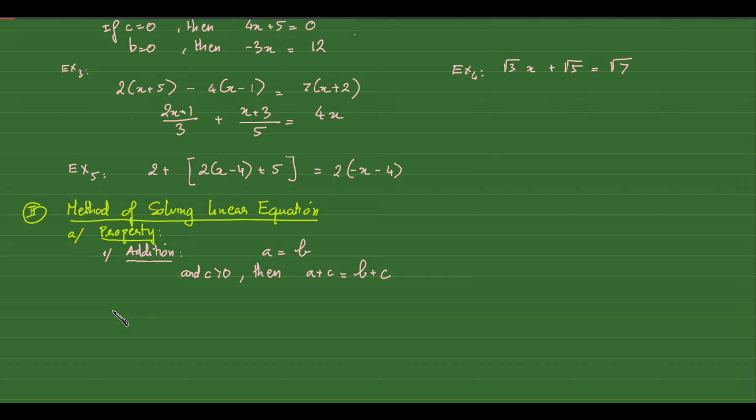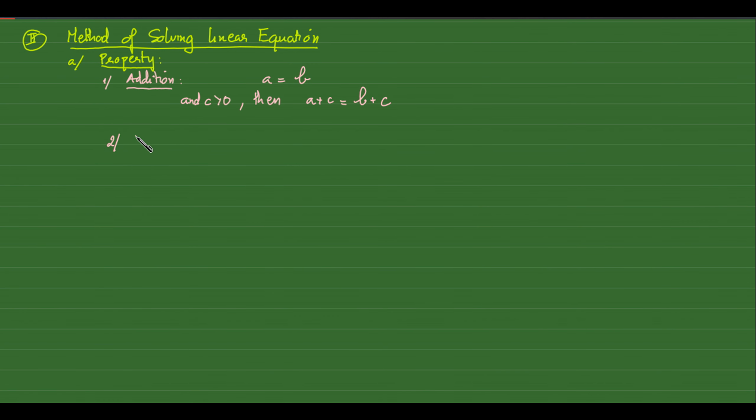Another property is called the multiplication property. So what if I have, again, A equals B and C greater than 0? If you multiply this equation, A equals B, by the number C on both sides, then it should be the same. This and this are the same.